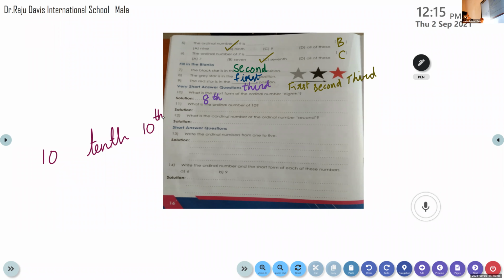So, it's asked the ordinal number of 10. So, you can write either 10th or the short form. That means the answer is T-E-N-T-H, or you can write the short form. That means write the number 10 and T-H at the top. Good work.